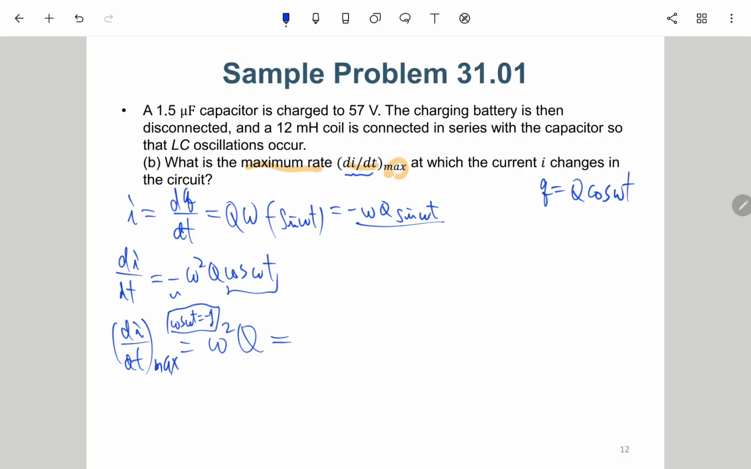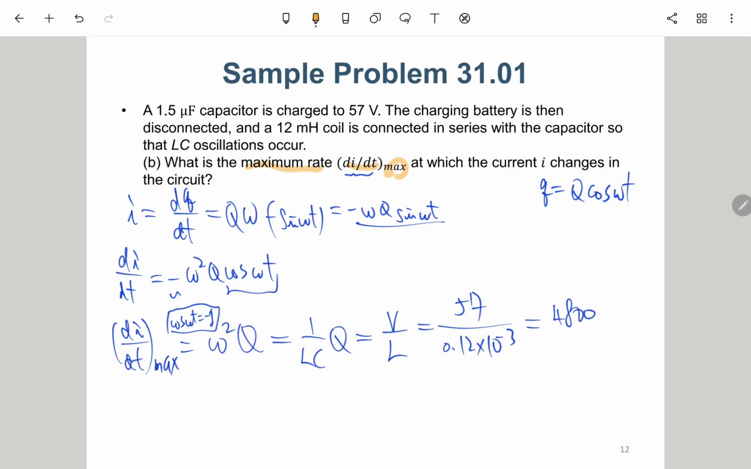Here, omega squared will be 1 over LC, and then Q, so Q over C will be V over L. So it turns out to be 57 over 0.12 times 10 to the negative third power, which is 4,800. Here we need to determine the SI units.